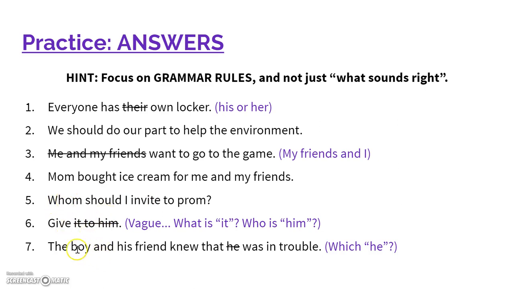And 6 and 7 both had vagueness issues. I'm not sure what it is and who I'm going to give it to. And in number 7, I'm not sure who's in trouble, the boy or his friend.